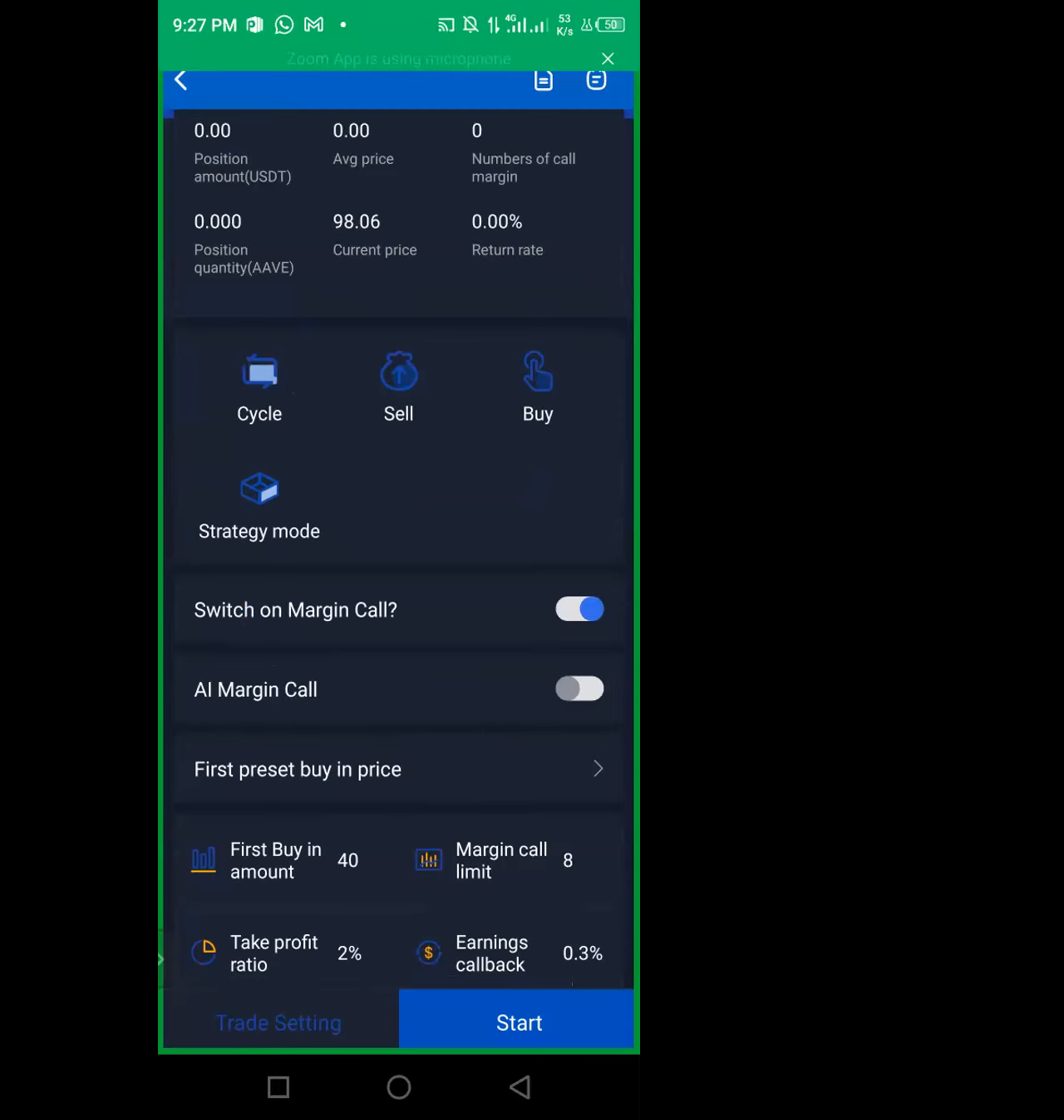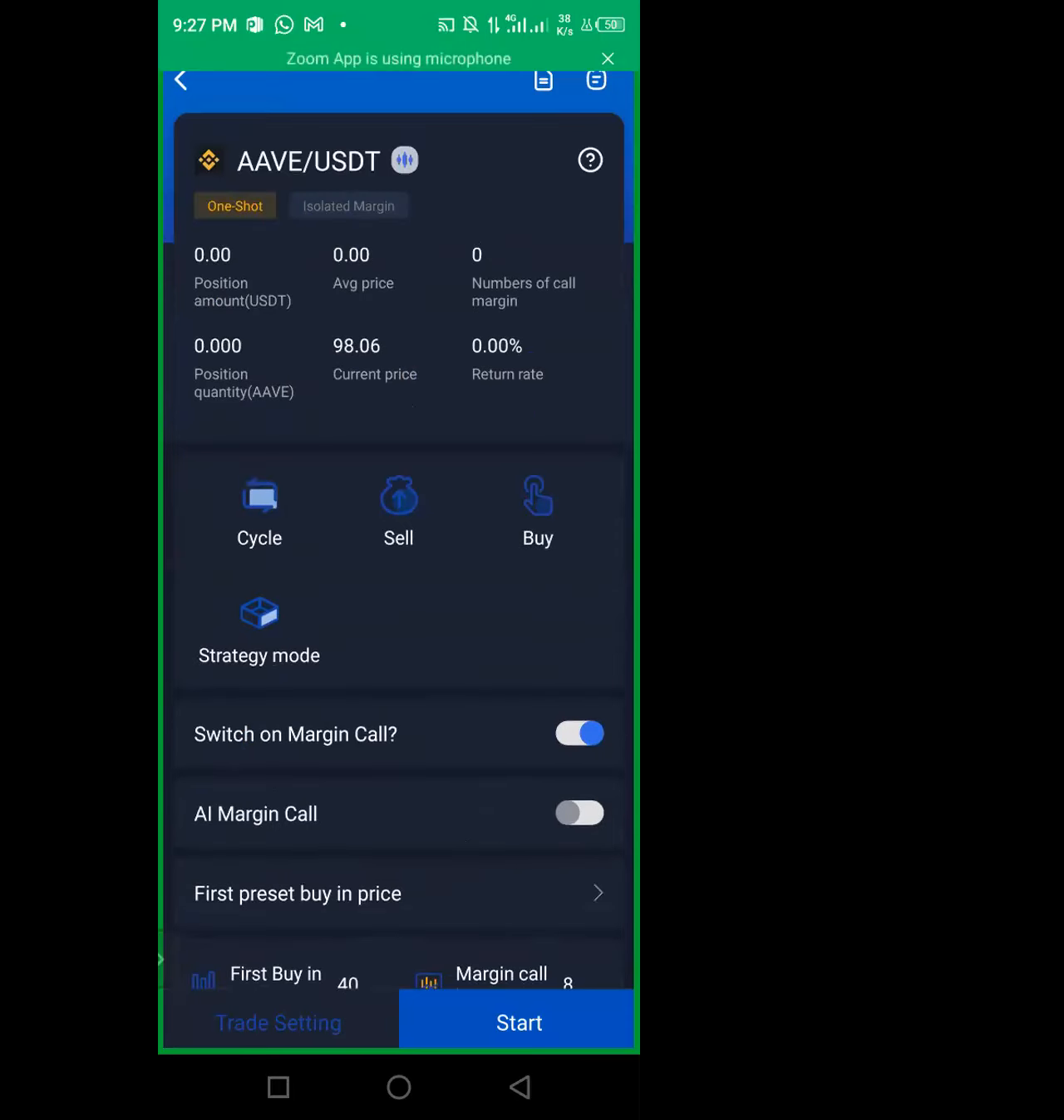So I've explained return rate. Return rate is where you see the progress of the trade. If it's negative, that is floating loss. That means the average price is higher than the current price. The current price has gone down below the average price. When it's positive, that is floating profit. It means that the current price is higher than the average price.